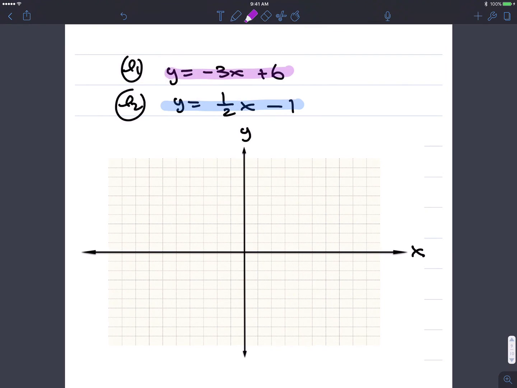Purple. Our y-intercept is at positive 6. 1, 2, 3, 4, 5, and 6. Here's my location. We're going to use a slope of negative 3, so it means I go down 1, 2, 3, and to the right 1. This is the location of my second point. Let's draw our line.